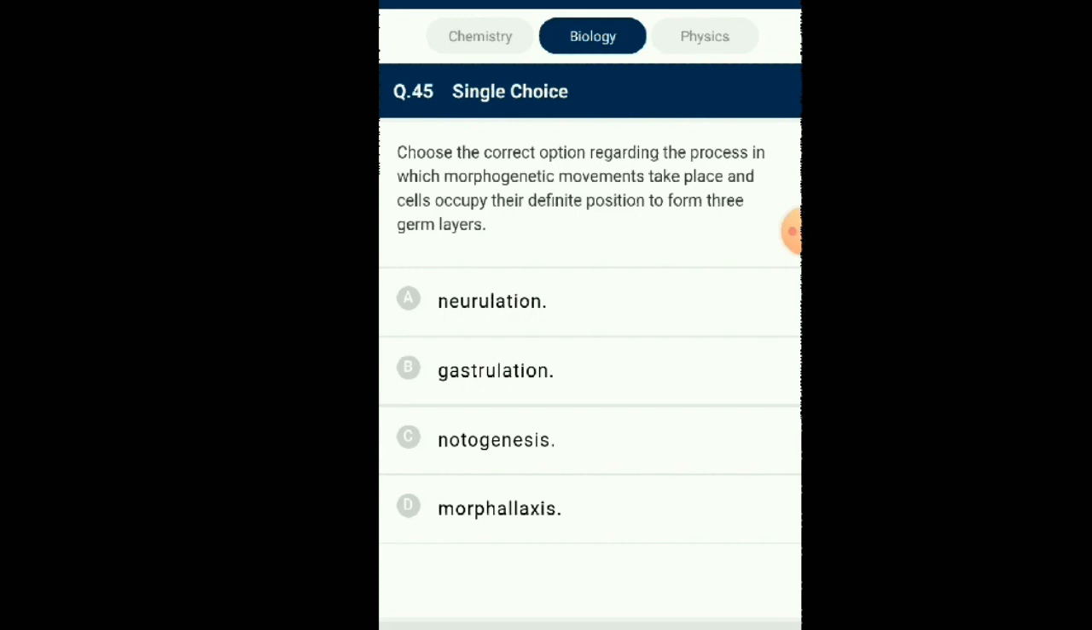Neurulation is the embryonic stage that forms the neurula. Notogenesis is the development process to form the notochord by the epiblast. Morphallaxis is the process of regeneration of lost or dead tissue. So the answer for this question is option B, gastrulation.